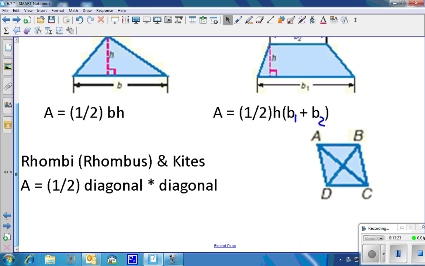This is on your test. Rhombus, rhombi, and kites. The only way, other than a parallelogram, is to use your diagonals. It's 1/2 the first diagonal, AC, times the second diagonal, BD. Okay? That's how you find it. It is on your test. That formula, you need to know it. It is on your test. And your unit of measure is squares.